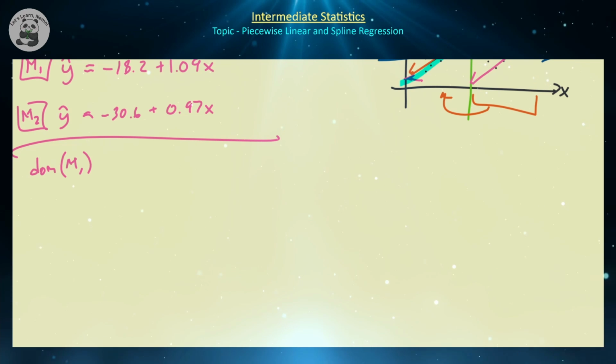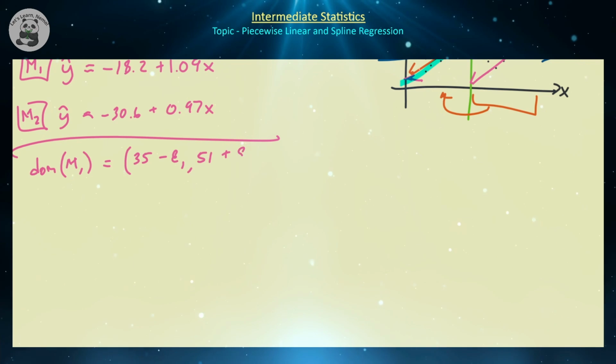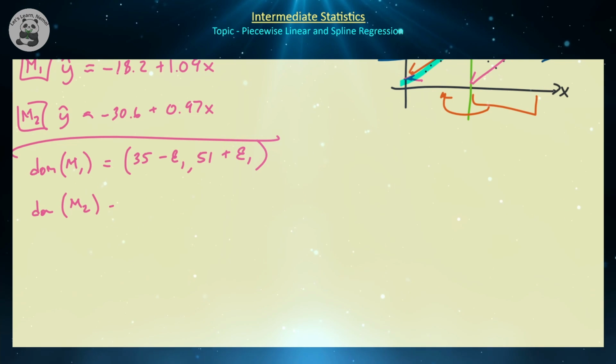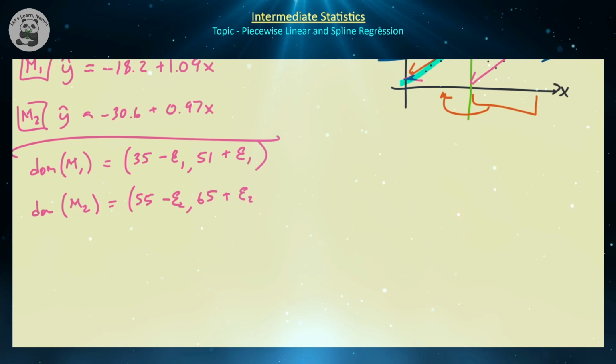Therefore, a reasonable domain you should be choosing would be the minimum of that data set, which is 35, minus some margin of error, and then 51 plus some margin of error, the maximum of that data set plus some distance. And similarly, M2 would be the minimum of that data set minus the margin of error, and then 65 plus some margin of error. And it's not necessarily needed that these two intervals are mutually exclusive, given some particular values epsilon 1 and epsilon 2.